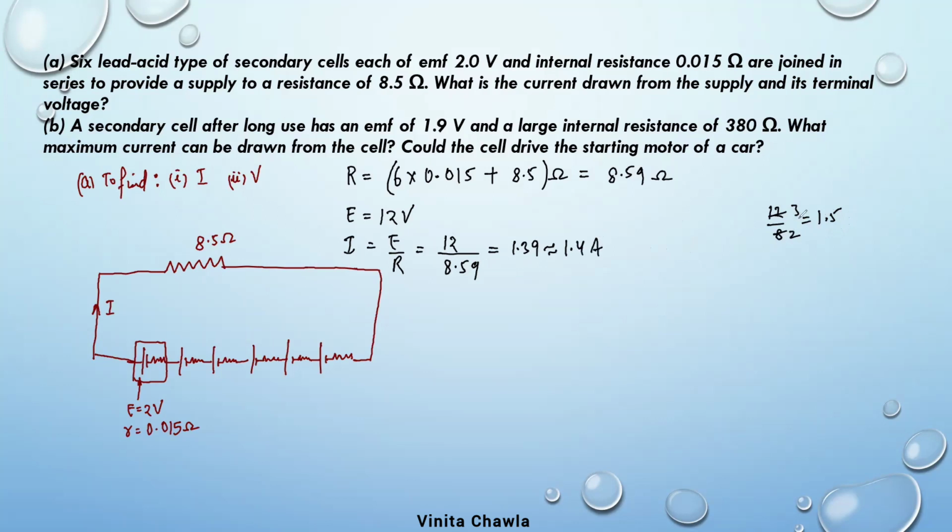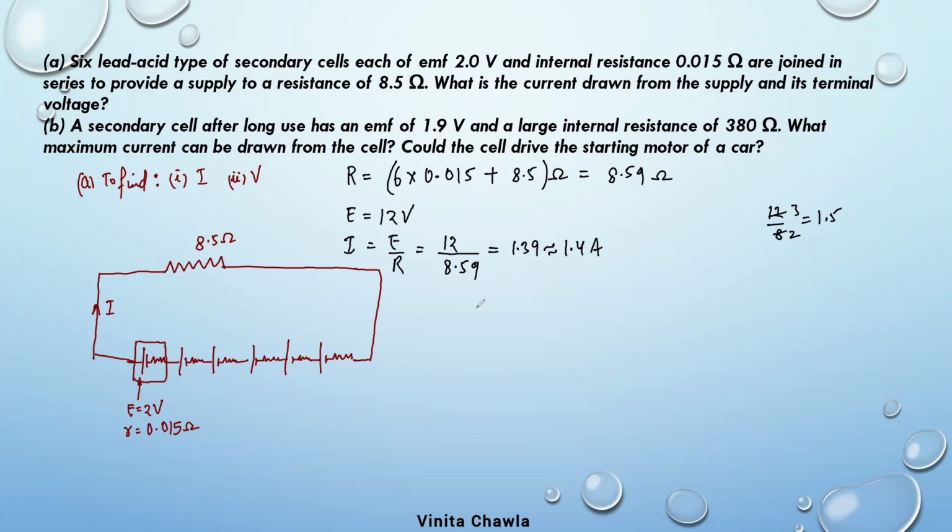So we take a little approximation, and this gives us an idea of what the value should be. Instead of taking 8.59, you can do 12 by 8, and then the value should be less than 1.5, because the denominator is a little greater than 8, it is 8.59. So the value should be less than 1.5, that's 1.4 or 1.39. So this is how you can calculate.